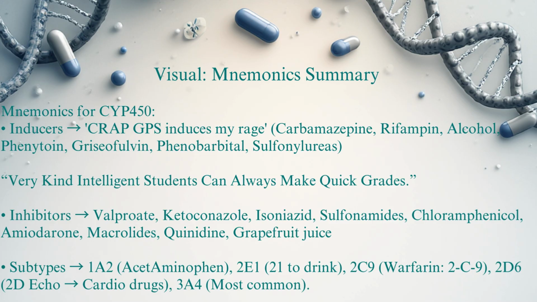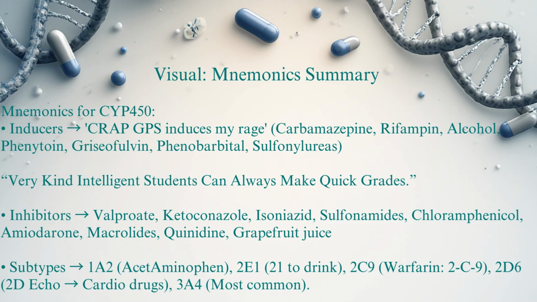Let's start with the inducers. The mnemonic for the CYP450 inducers is "Crap GPS induces my rage." Each letter in CRAP GPS stands for one of the key inducing drugs. C stands for carbamazepine, R for rifampin, A for alcohol, specifically chronic use, P for phenytoin, G for griseofulvin, the second P for phenobarbital, and S for sulfonylureas. All of these are CYP450 inducers. They speed up metabolism of other drugs and can lead to subtherapeutic levels and treatment failure.